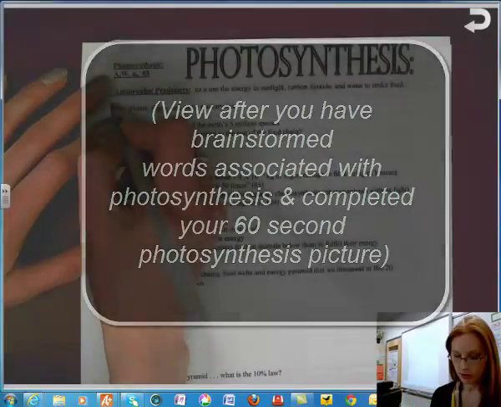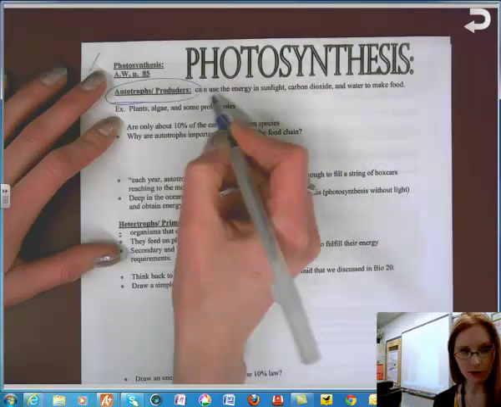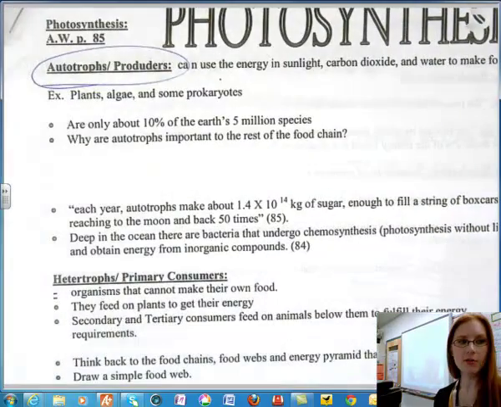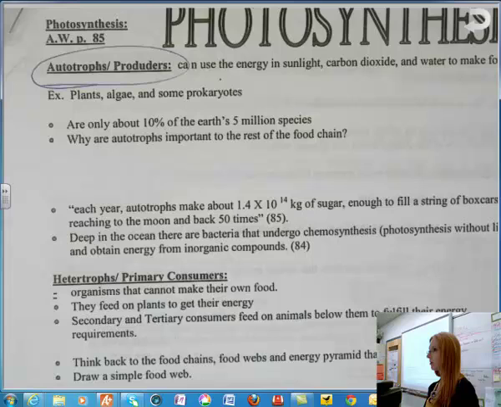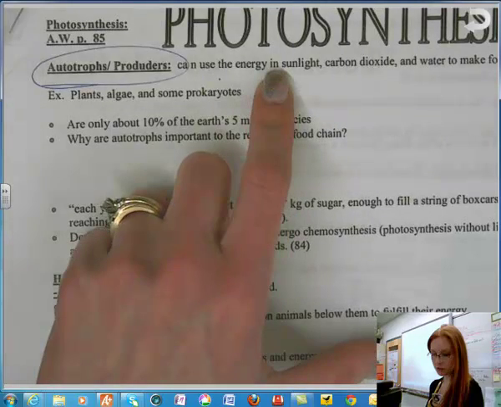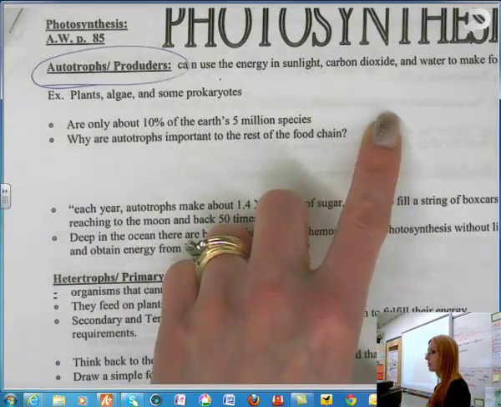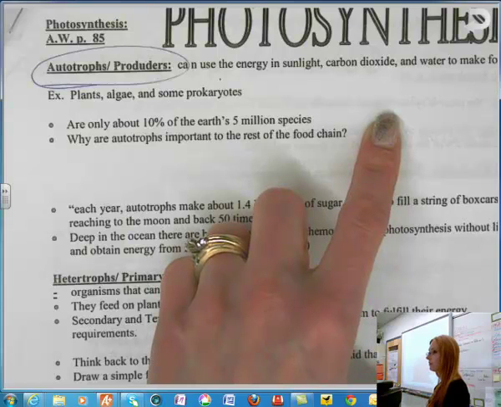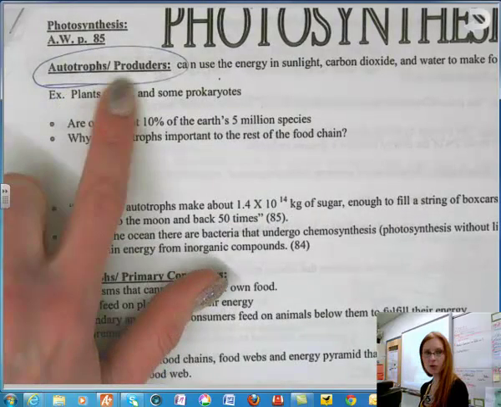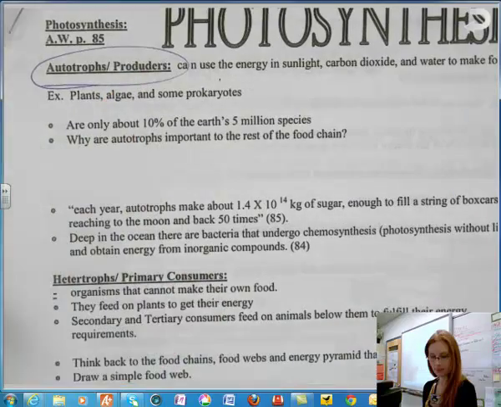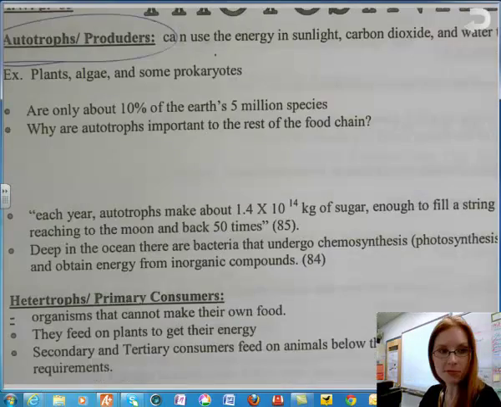So, first thing to take a look at is autotrophs, or producers. This would be a phrase that you've heard several times before, correct? Okay. And an autotroph means that you can use the energy in sunlight, carbon dioxide, and water to make food. So essentially, you can go through what process? Correct. So if you are an autotroph or a producer, you can go through photosynthesis. That's what that means. Now, examples of things that can photosynthesize.